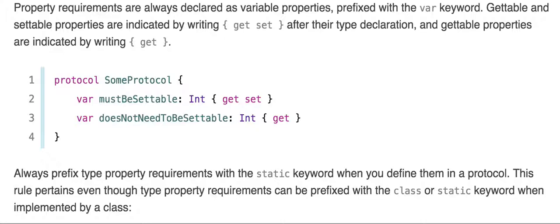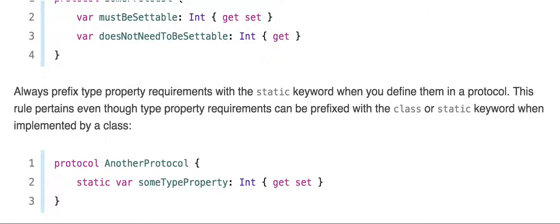So always prefix type properties with the static keyword when you define them in a protocol. This rule pertains even though type property requirements can be prefixed with the class or static keyword when implemented by a class. So protocol AnotherProtocol, static var someTypeProperty: Int, get set.